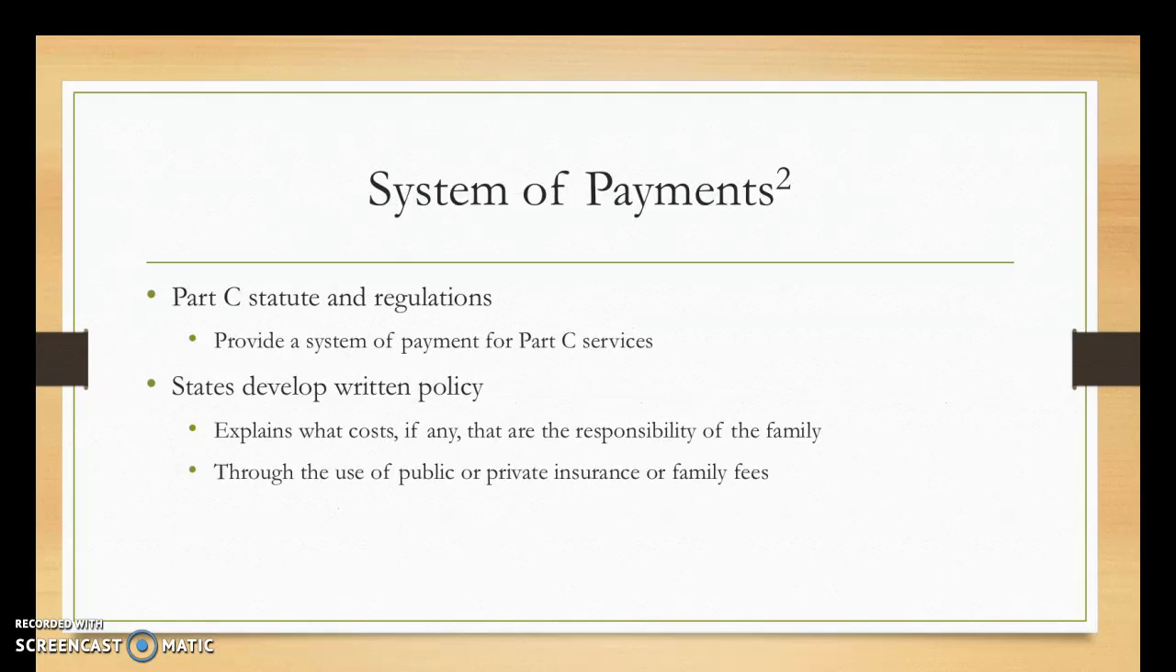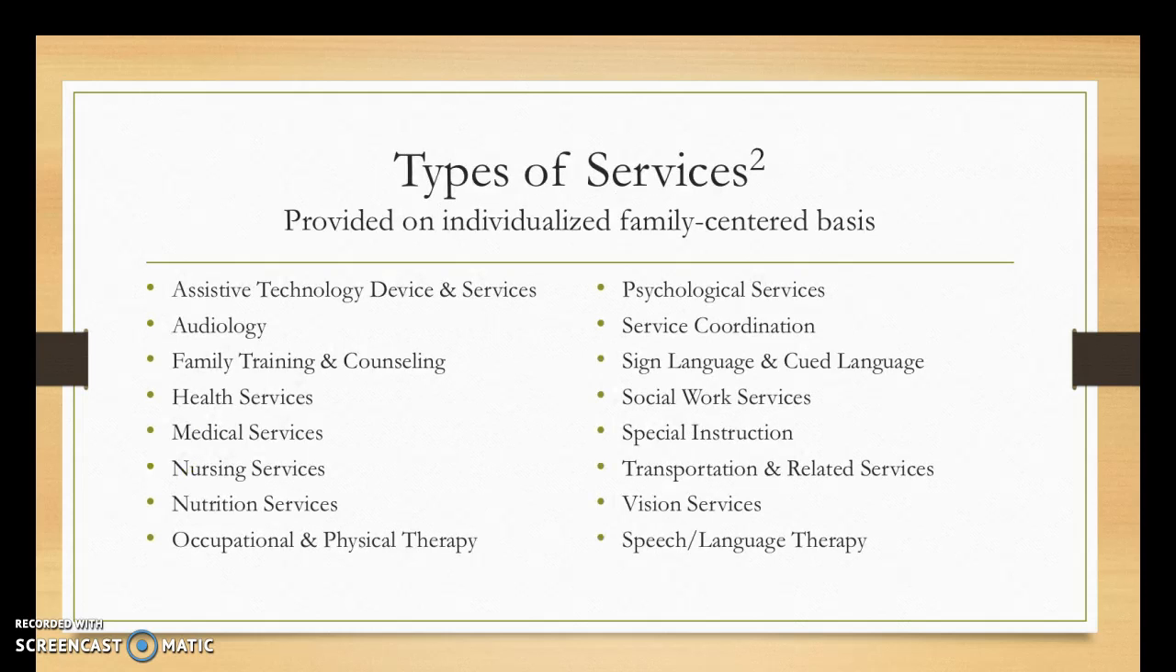System of payments for Part C. Part C has statute and regulations which provide a system for payment for Part C services. Each state can develop its own written policy, which can explain costs, if any, and the responsibility of the family. This can be through public or private insurance or family fees. The types of services included for Part C are listed below. There are quite a few, and mostly they're provided on an individualized, family-centered basis, so they may or may not use all of the services listed below.